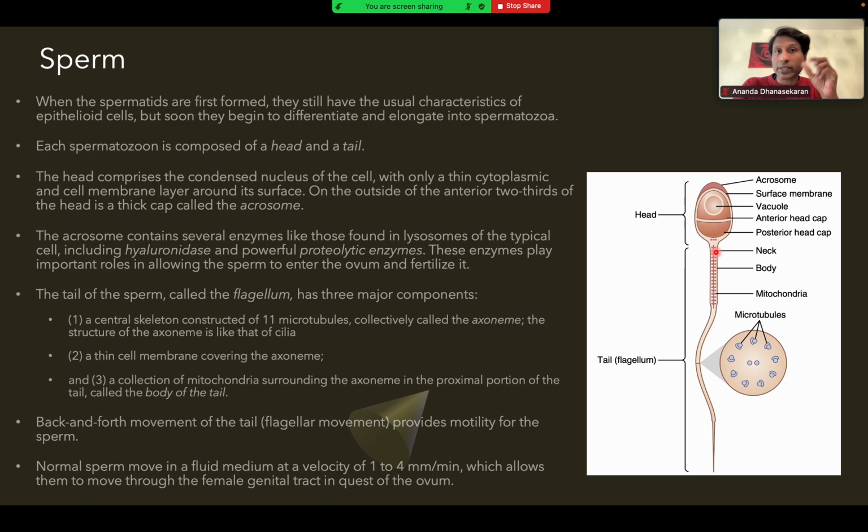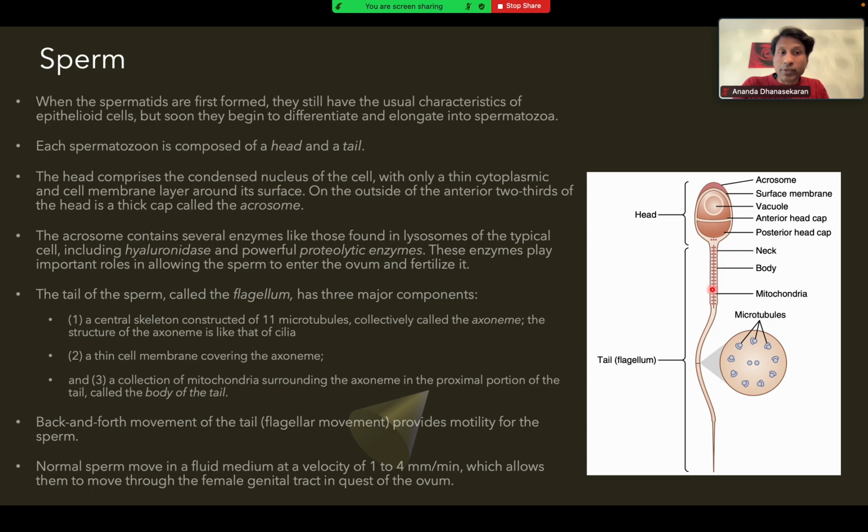Mitochondria are present in all the cells, but since the sperm needs to travel in the male genital tract, as we discussed, and also goes into the vagina and female genital tract, it needs a lot of energy. So that's why we have so many mitochondria, which will produce enough energy for the sperms to move and be mobile.